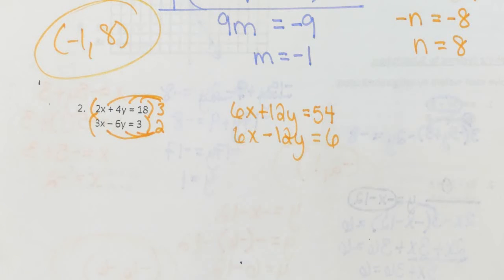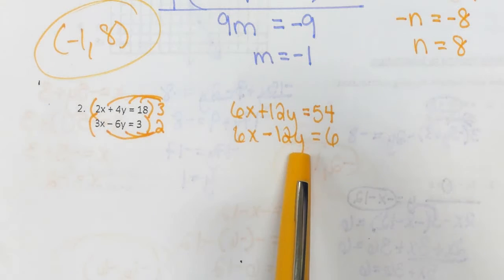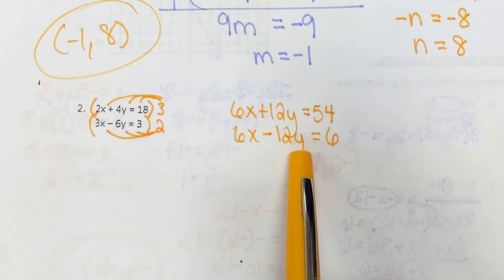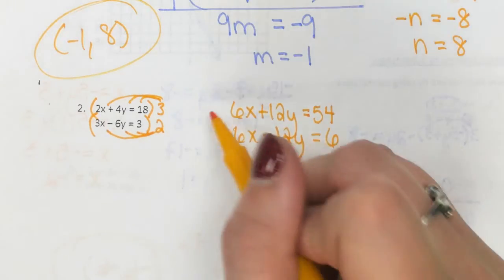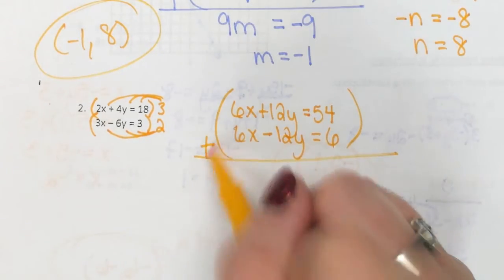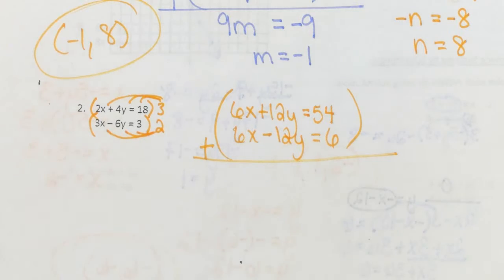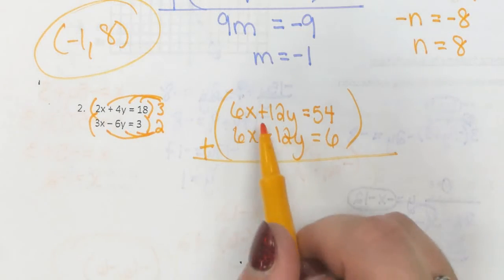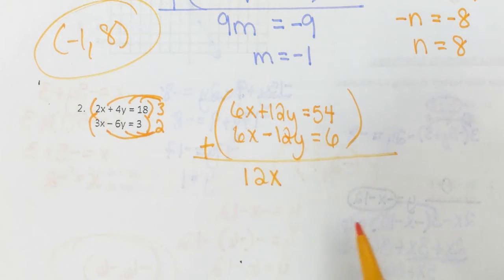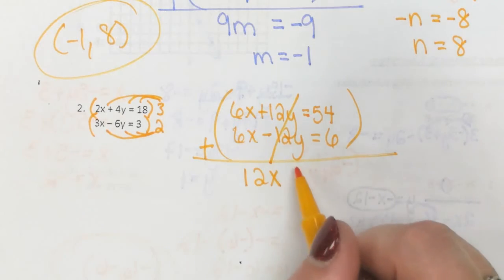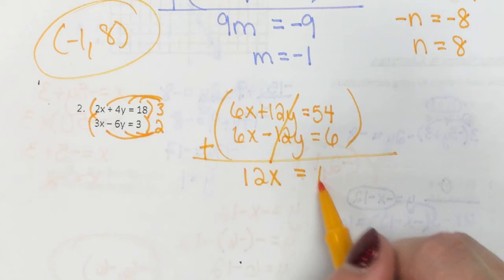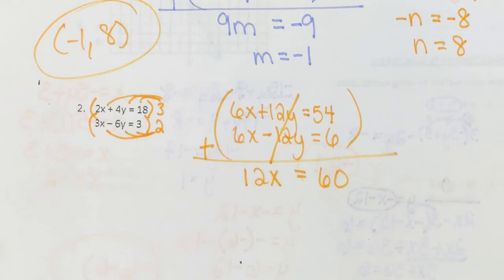All right, so the word is elimination. Look at the 12s. They're the same now. So how could I eliminate them, make them go away, make them become 0? Could I add them or subtract them? Add them. If you subtract them, that'd be -24. So 6 plus 6 is 12x. 12 plus -12 is 0. And 54 plus 6 is 60. Divide it, and what's x equal?